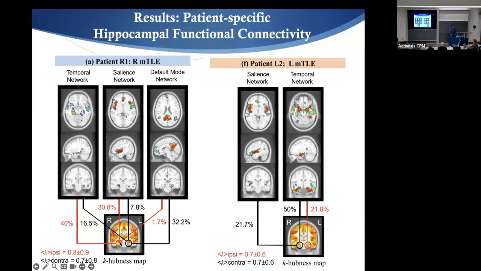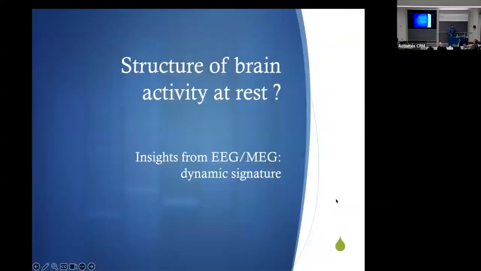Now, if you look at the hubs of the right TLE, we have only 1%, so we are completely losing the default mode network. And this is the same kind of idea with left TLE, where we are only losing, we are not getting new networks. So this was for connectivity in fMRI using this technique, and we are currently analyzing more data.